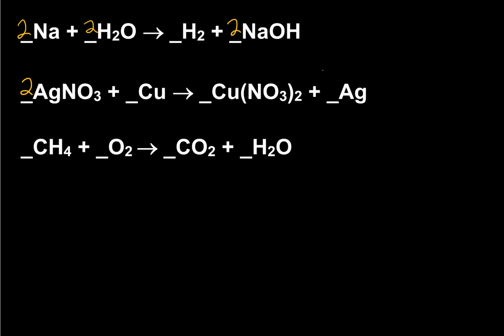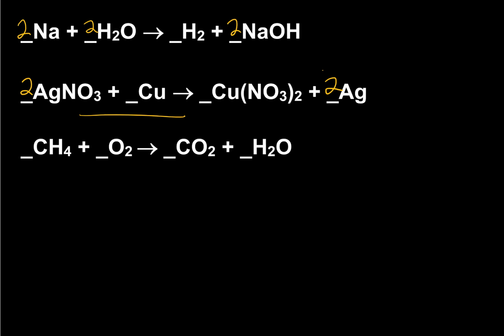Now again, the last step after we've gone through each and balanced them, is we need to go back and check to see if everything is still balanced. Let's check our silver first. We've got 2 silvers on the left. We've only got 1 on the right. Okay, so we need to change that. Let's put 2 right there. Let's go back and check everything else. 2 nitrogens, 2 nitrogens, 6 oxygens, 6 oxygens, 1 copper, 1 copper. Okay, we have a balanced equation now.